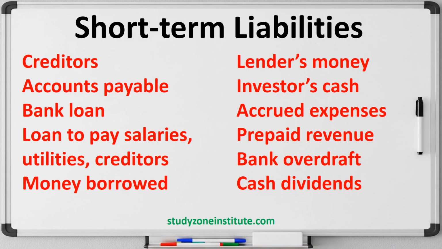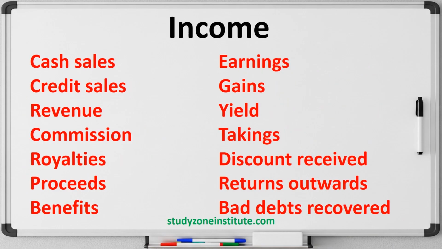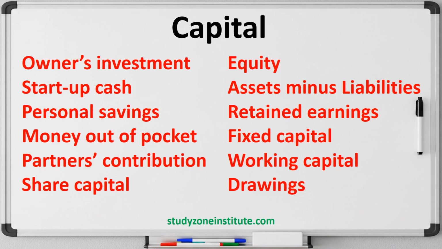Cash dividends. Income. Cash sales. Credit sales. Revenue. Commission. Royalties. Proceeds. Benefits. Earnings. Gains. Yield. Takings. Discount received. Returns outwards. Bad debts recovered. Capital. Owner's investment. Startup cash. Personal savings. Money out of pocket. Partner's contribution. Share capital. Equity.